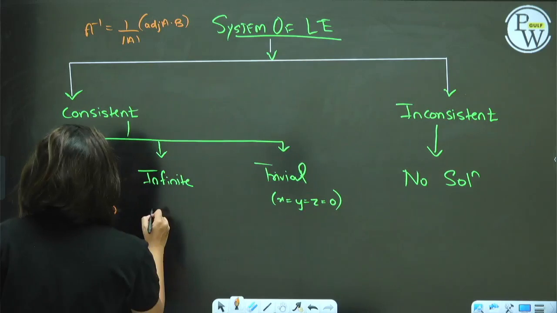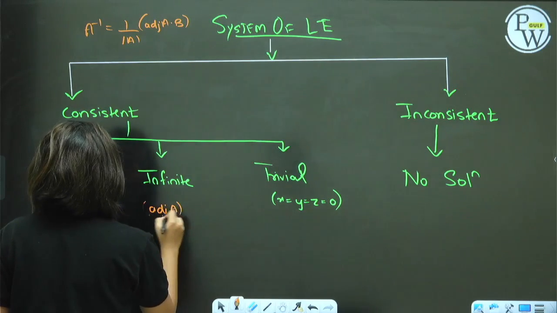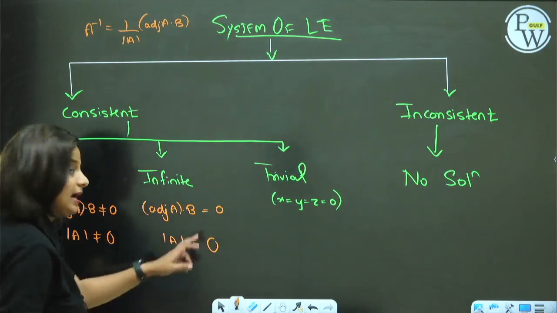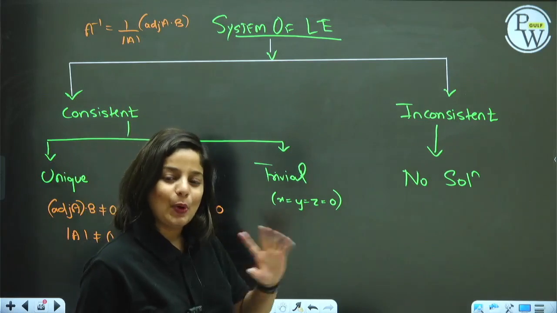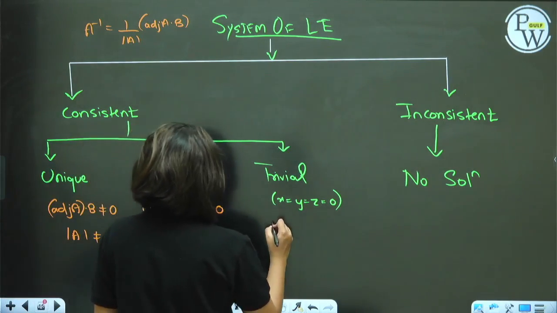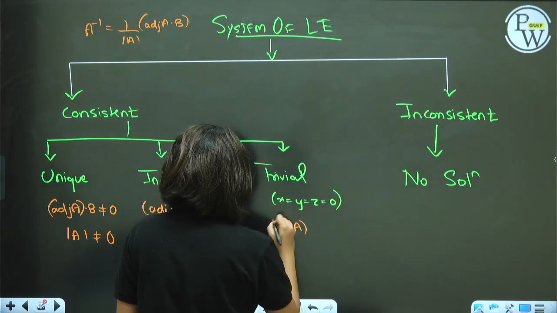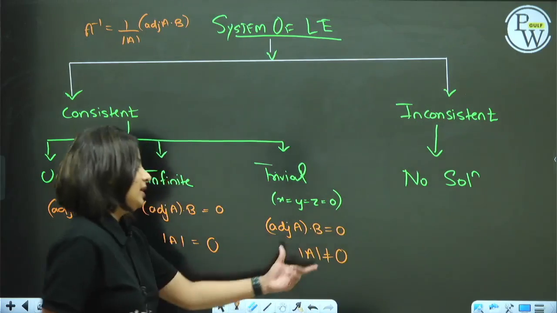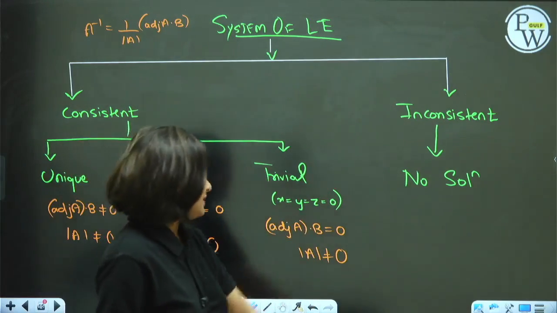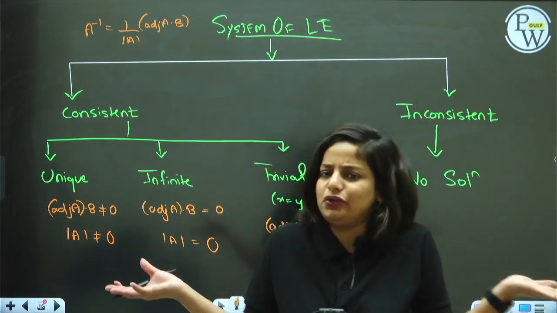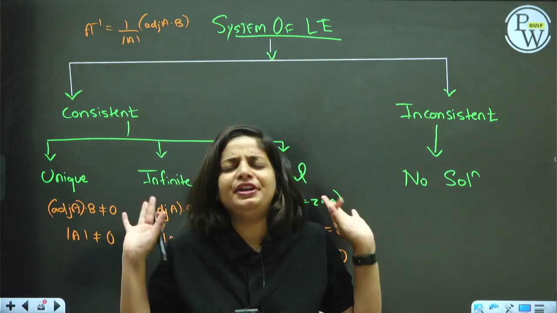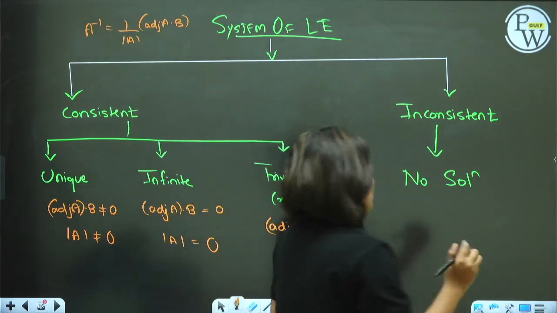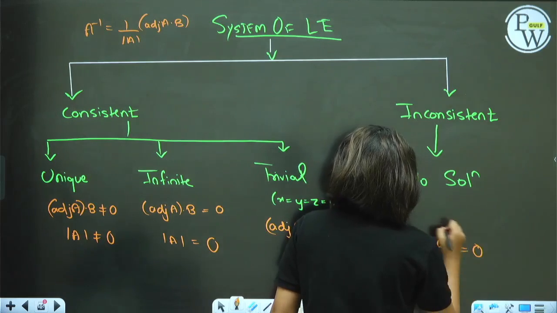For infinite solution, adjoint of A into B and determinant of A, what should happen? Both should be 0. For infinite solution, both are 0. For trivial solution, adjoint of A into B is 0, but determinant of A is non-zero. Such is the case for trivial solution. And no solution. When do you get no solution? We know whenever the denominator is 0, there is no solution. So let's put this denominator 0. Only the denominator 0. Numerator is not 0.